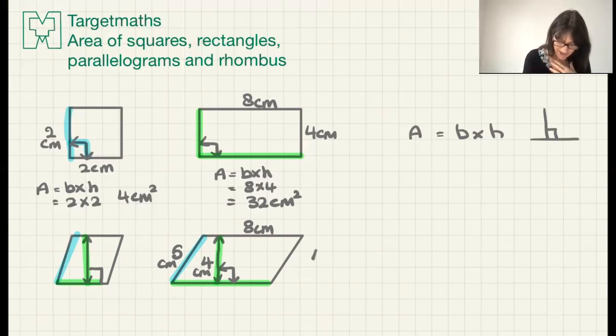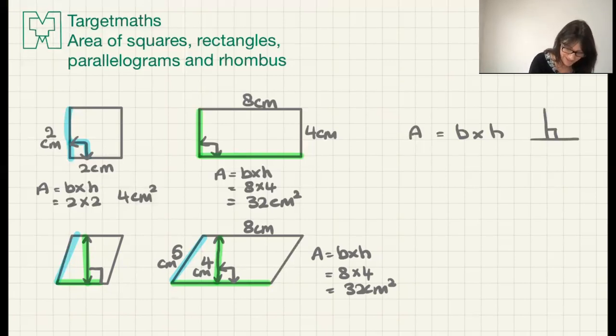So my area is base times height. Notice how I'm writing that out every single time. That's going to help me stay structured. It's going to remind me what I'm looking for, and it'll help me remember that formula if I write it out every time I do a question as well. So my base is 8 and my height is 4. I've got 32 centimeters squared again. I must like those numbers, mustn't I?